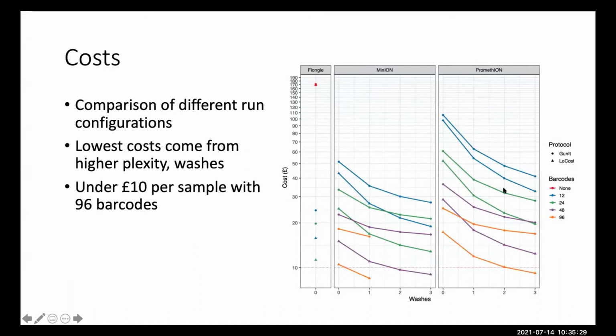with the low cost protocol, which is the triangles, which is the latest version of the protocol, you can see that with either 12, 24, 48, or 96 barcodes, and then either 0, 1, 2, 3 washes, this is a cost model, the amount, the cost per sample that you would achieve. And this plateaus out, because the library cost becomes predominant over the flow cell cost at a certain point. But basically with the 96 barcode kit on a MinION flow cell, with zero washes, you can achieve somewhere around 12 or 13 pounds, or for 48, somewhere around 17, 18 pounds, I think that is.